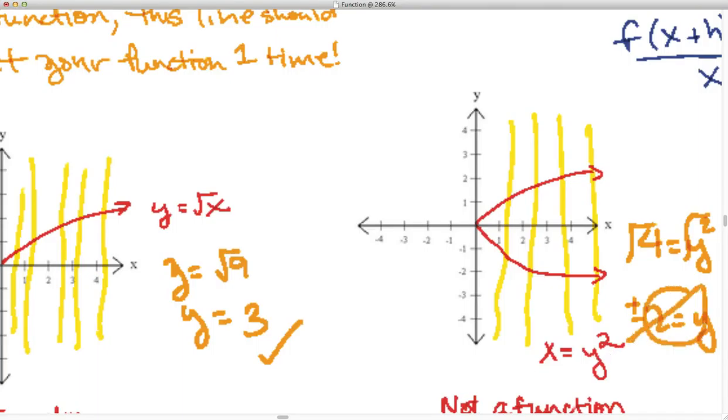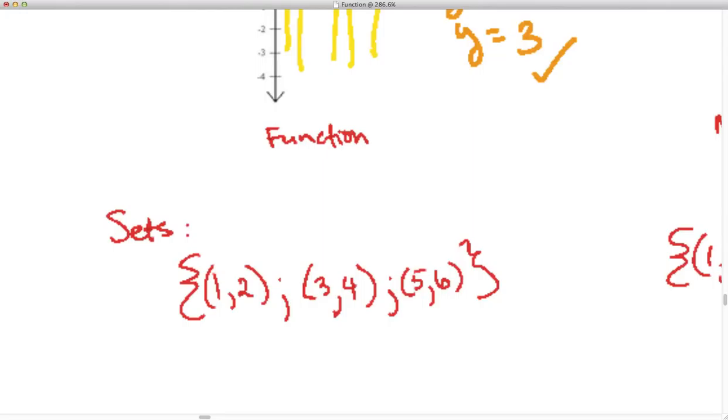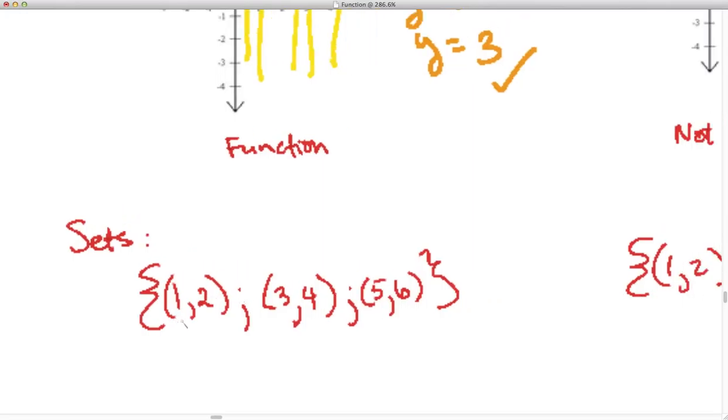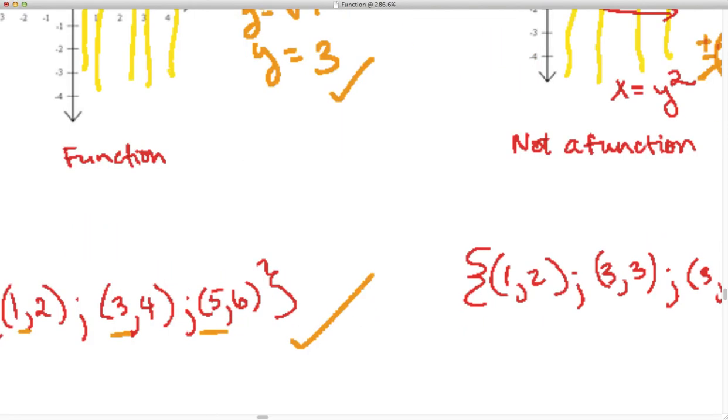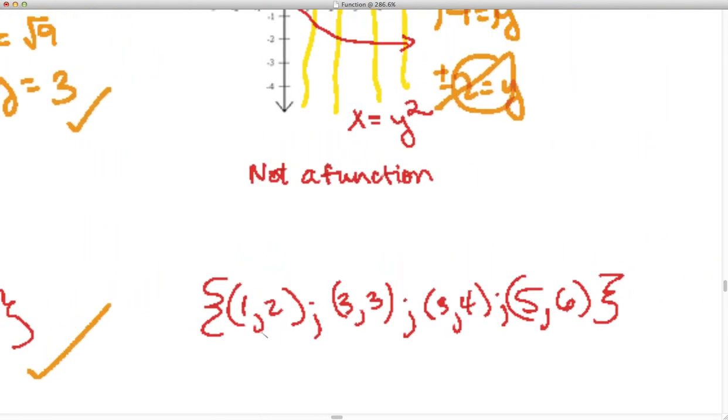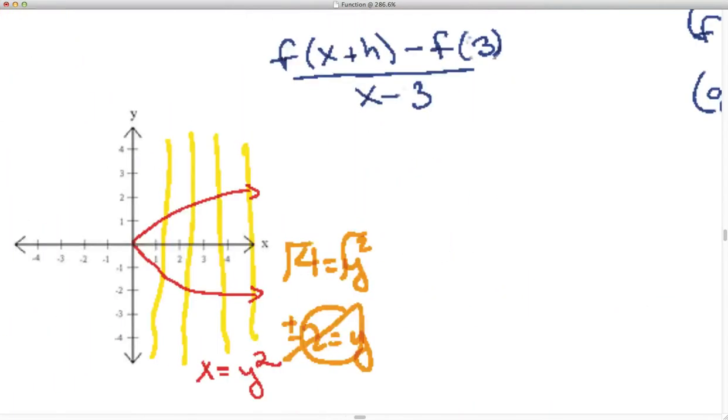If we're looking at sets, just look for repeats here. There's no repeats in the x values, so we're good to go. We know that's going to be a function. Whereas here, you should be able to recognize immediately that the x value of 3 has two different y values, so therefore it's not a function. Hope that clarifies that part of it.